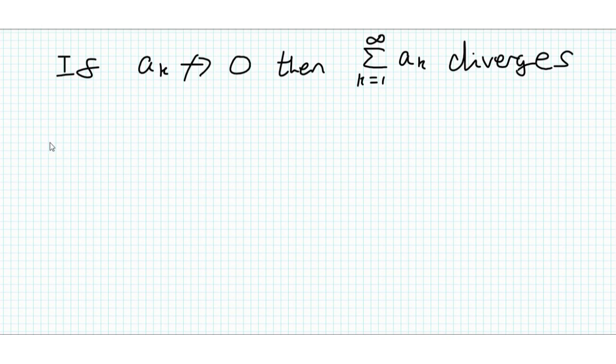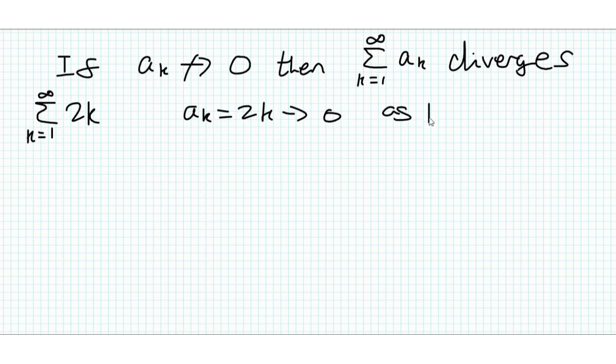So when could we use this test? Say we have the sum from k equals 1 to infinity of 2k. I mean, it's pretty obvious this is going to diverge, but this test tells us that because ak is equal to 2k, it does not tend to 0 as k tends to infinity. There are obviously some more profound examples, I guess, where it's a little bit less obvious what's going on, but this is a nice test to just quickly rule out the possibility of convergence.